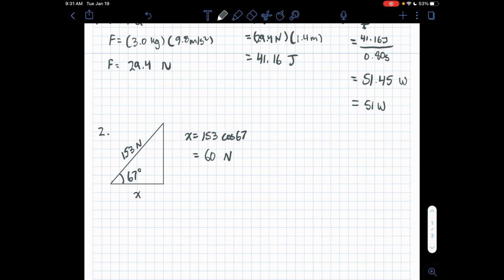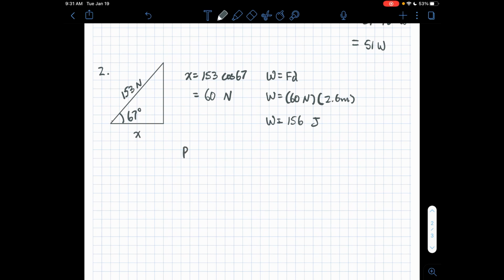The total distance that it needs to be pulled is 2.6 meters. So then we can use the work equals force times distance equation. Work is equal to 60 newtons multiplied by a distance of 2.6 meters. Therefore, work is equal to 60 times 2.6, which is 156 joules.